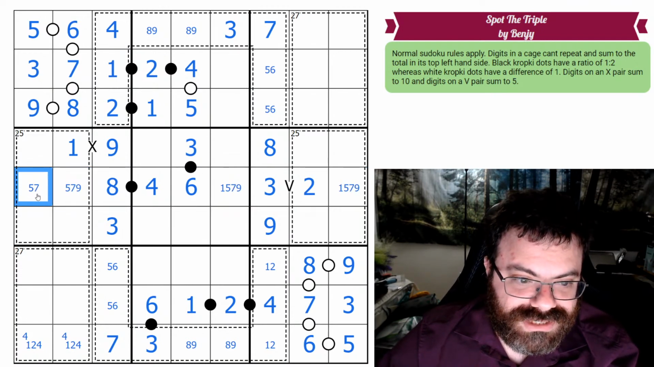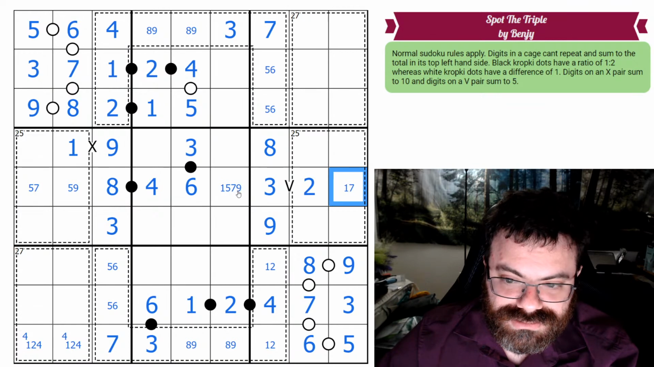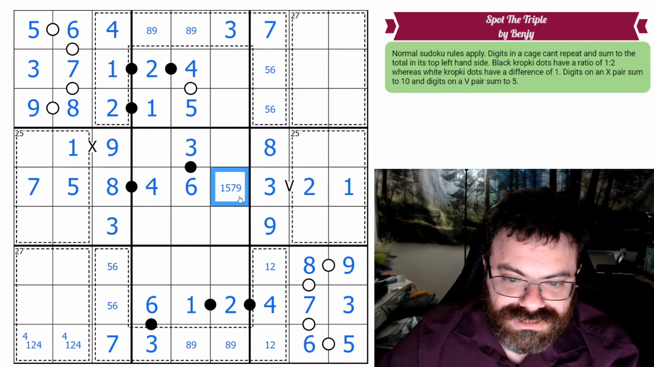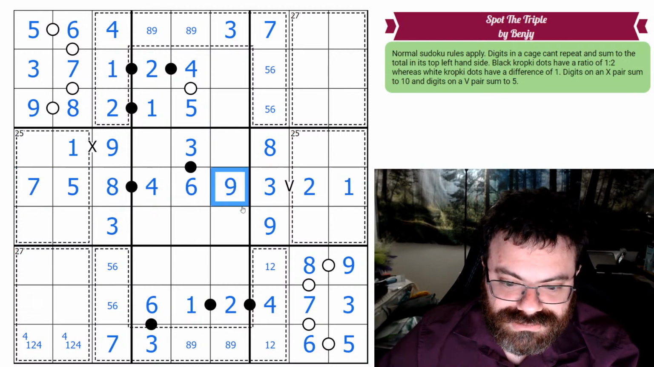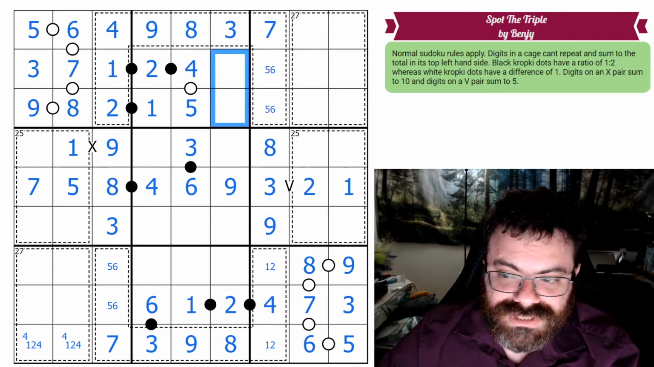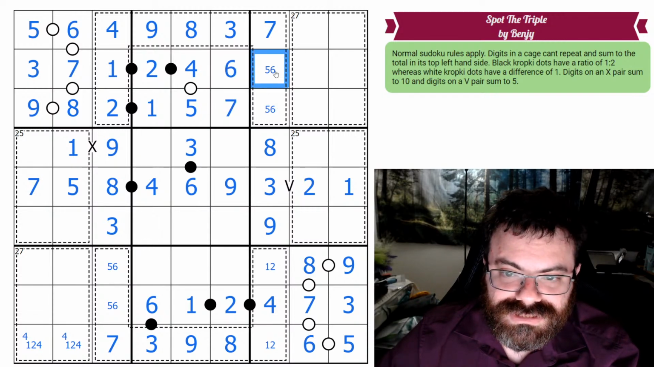These can't be 1. That can't be 9. That can't be 7. This can't be 5 or 9. Oh, this can't be 9. So this is 5, 7, 1, 9, 8 and 9, 8 and 9. 6 and 7. That goes this way.